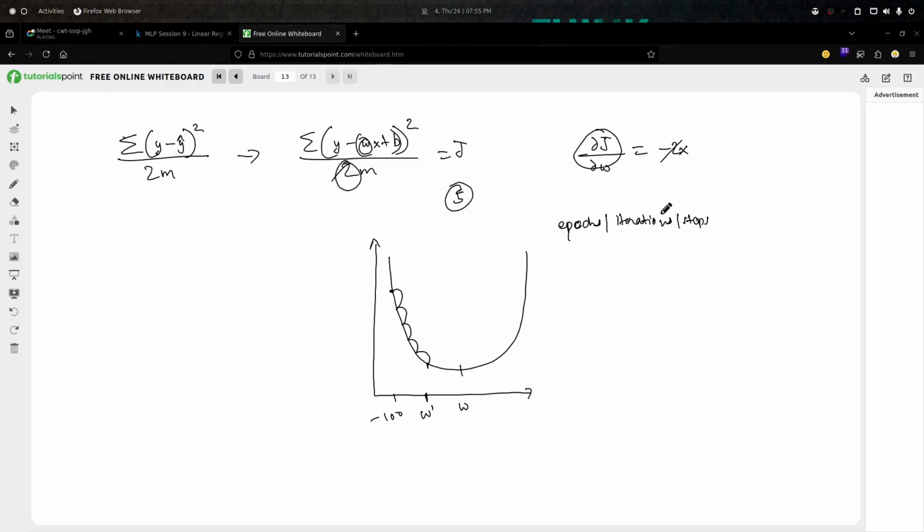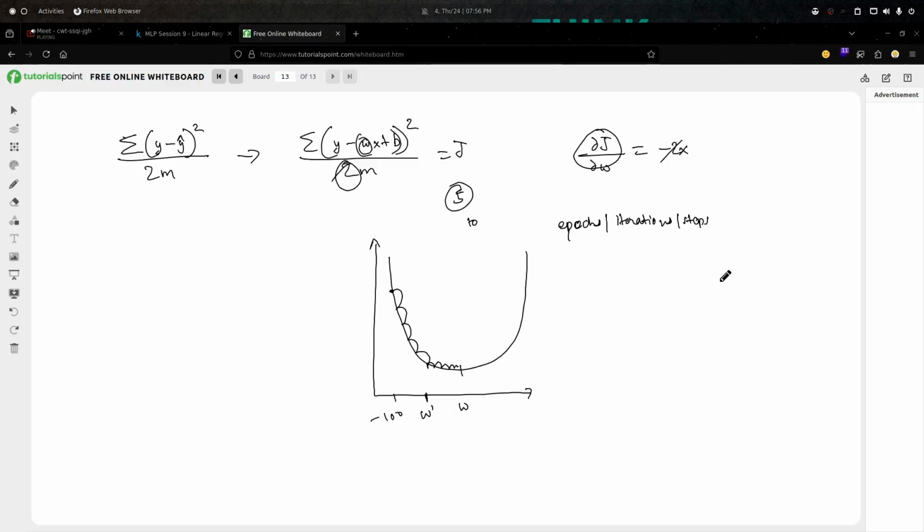This is not a hyperparameter, but we set it as the number of iterations which we have to do generally. And if we set epochs as 10, then we can take further steps, and so on and so forth until we reach the W.